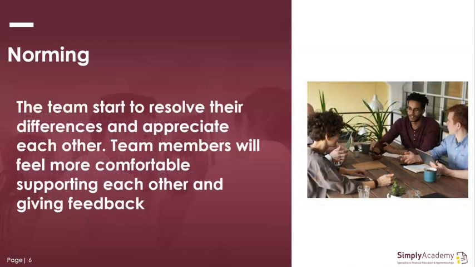We then move on to the third stage, which is the norming stage. At this point in time, people have resolved their conflicts and are working together really quite well. They feel comfortable with each other and are quite happy to take ideas from each other and give feedback as well, which is a really important stage of the development process.